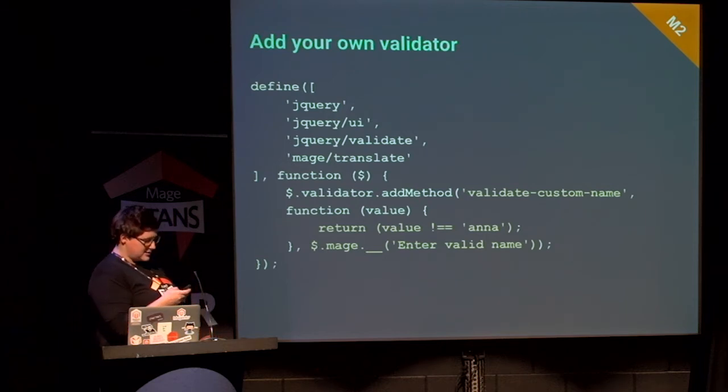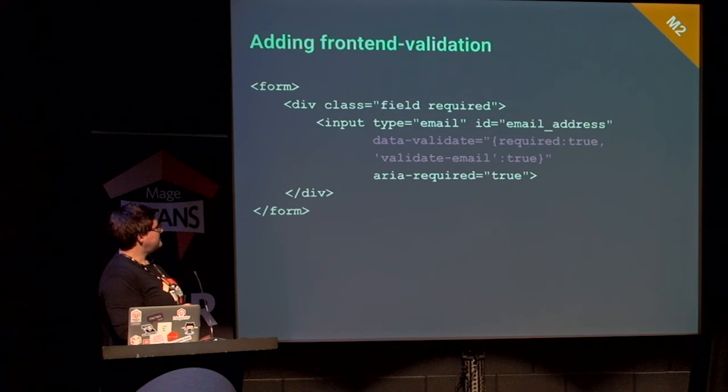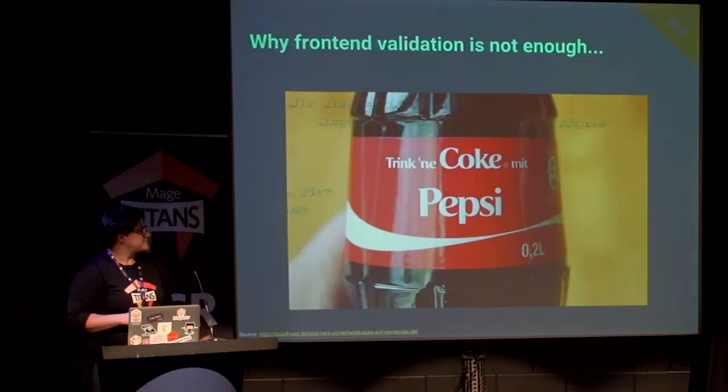So in this case, here is a validation for a custom name where everything that's not Anna is not a valid name. So you can just easily extend it for your own needs, and I'm not a JavaScript guy, just backend, Vitaly might like it, but this is not hard. In the front end, it's easy to add. Just use this data-validate attribute and add your validators here. So this is a bonus information: don't remove this error required because this is necessary for screen readers.